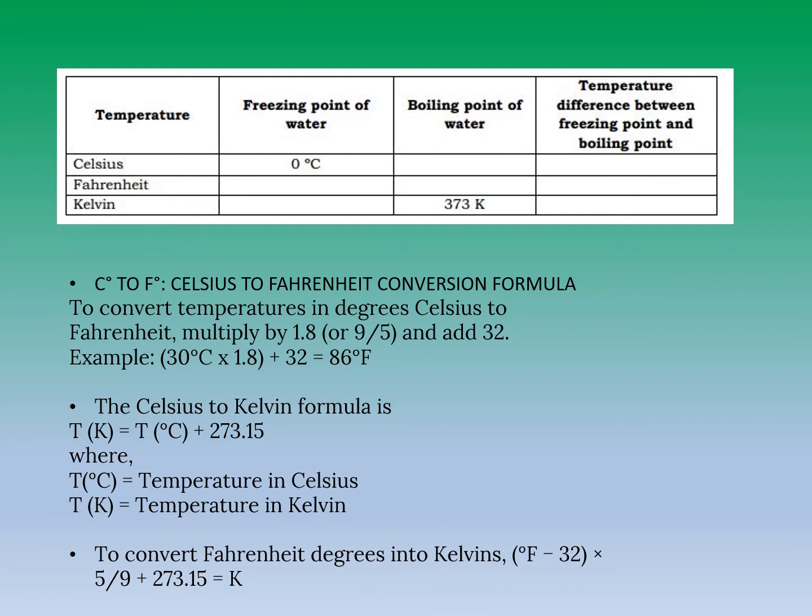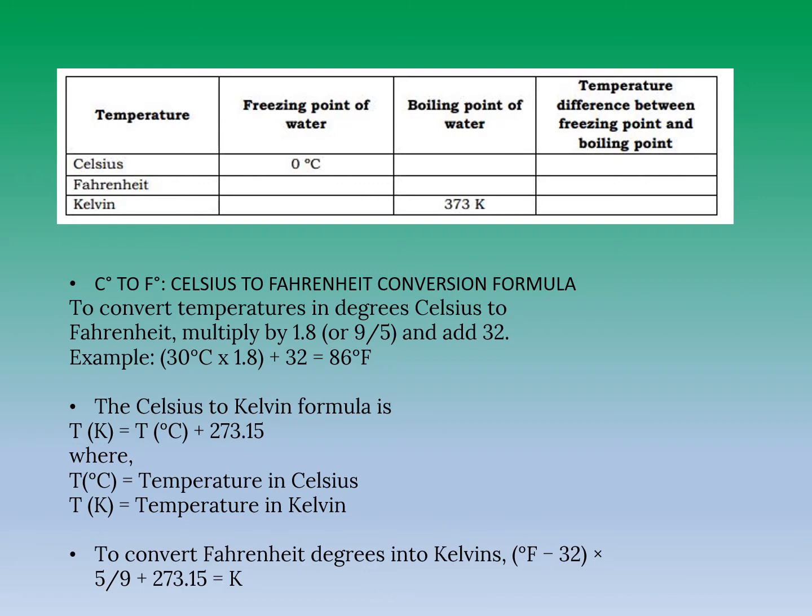To convert temperature in degrees Celsius to Fahrenheit, you have to multiply by 1.8, or divide by 9 over 5, and add 32. For example, 30 degrees Celsius multiplied by 1.8 plus 32 is equal to 86 degrees Fahrenheit.